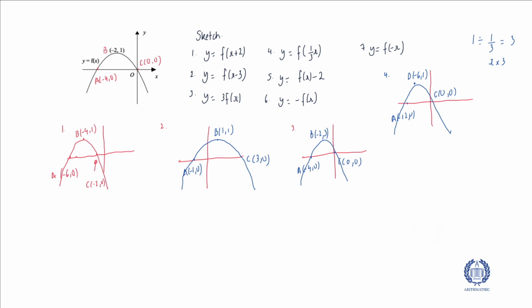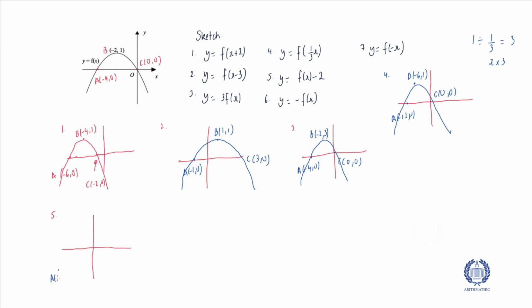Okay, number 5, f of x minus 2. So this one is essentially, we're going to move the whole graph 2 spaces down. So my a coordinate is going to be, if I move 2 spaces down, still minus 4, but now my y coordinate changes to minus 2. My b value, minus 2 shouldn't be on the line though, isn't it? It should be a bit down. So let's say it's going to be somewhere here.